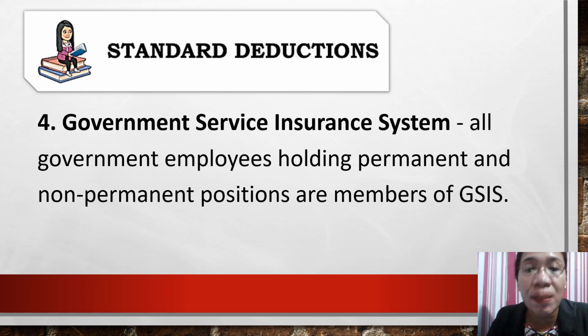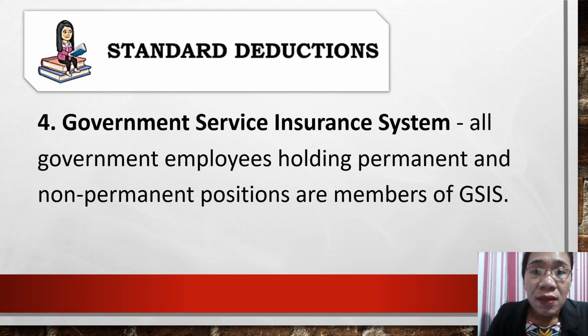Doon ka magko-compute sa basic salary. Ibig sabihin, hindi pa kasali doon yung allowance. Sa basic ka lang talaga kukuha ng 9%. Yun ang premium sa GSIS. Tandaan nyo kasi meron tayong exercise mamaya.